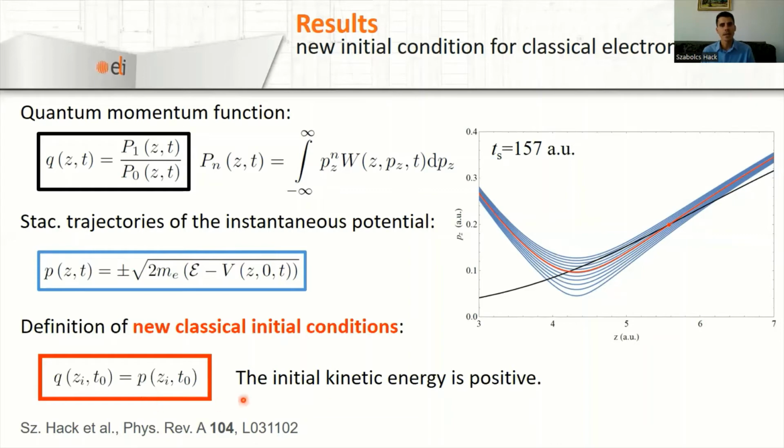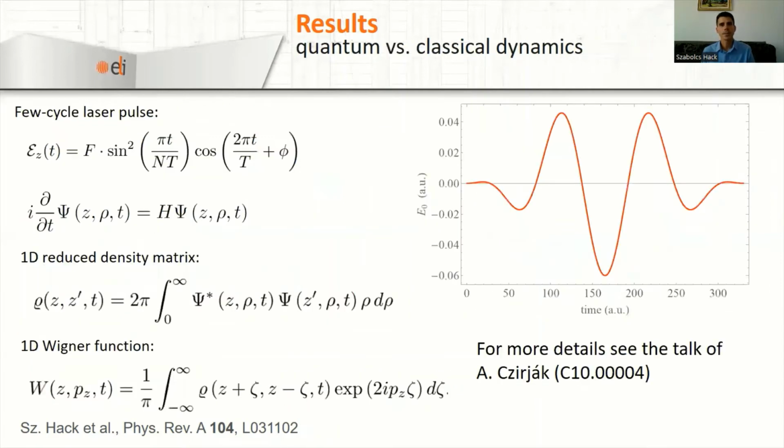Since the initial kinetic energy of the classical propagation right after the quantum liberation process is always positive, due to the quantum interference of the ionization pathways with different energies, as detailed in this paper, this model fulfills the energy conservation law. Now we want to compare the real quantum process with our classical model.